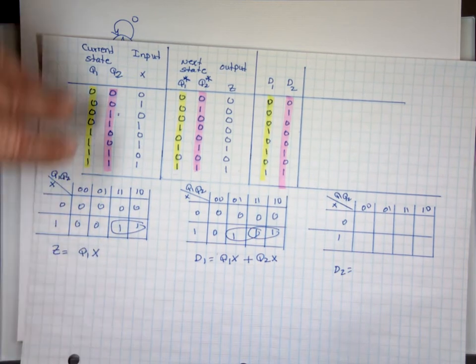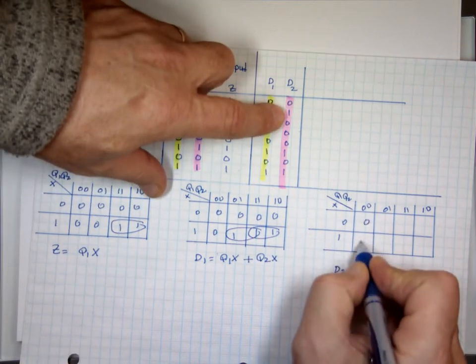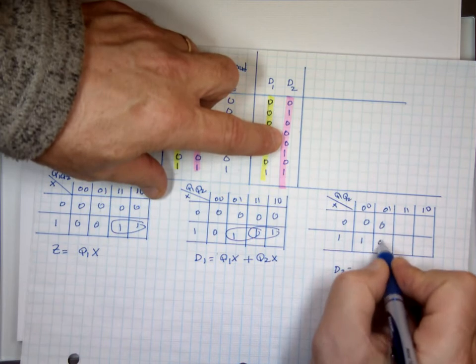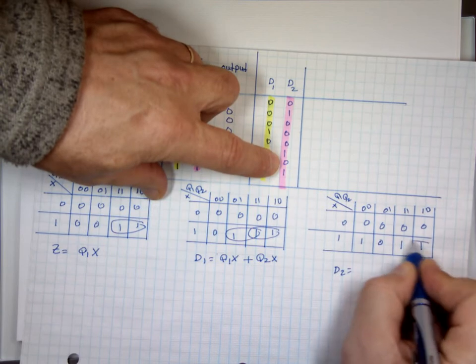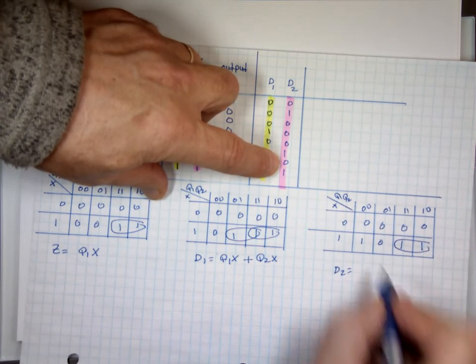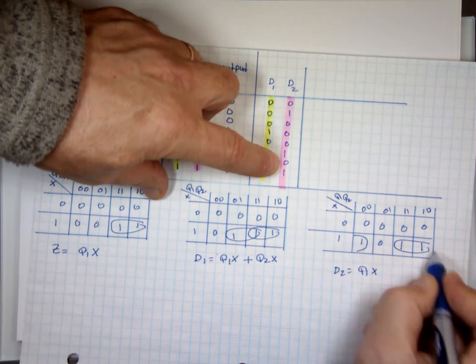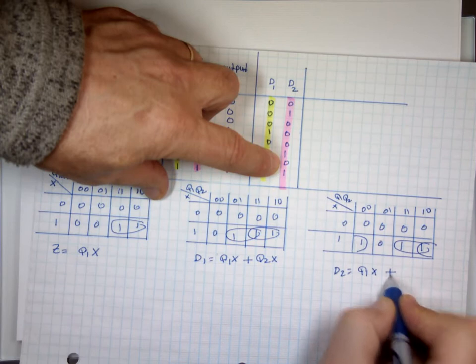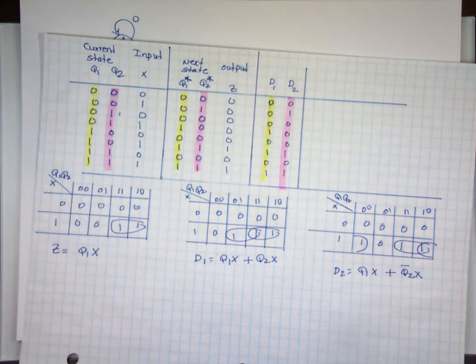What's D2? 0, 1, 0, 0, 0, 1, 0, 1. Oh, what do you know? Same gate. Q1X. And for this one, I'll take this and that, and that'll be what? Q2 bar X. This is actually good. It shows up in 3 places. Same gate I can use for all 3 of them.